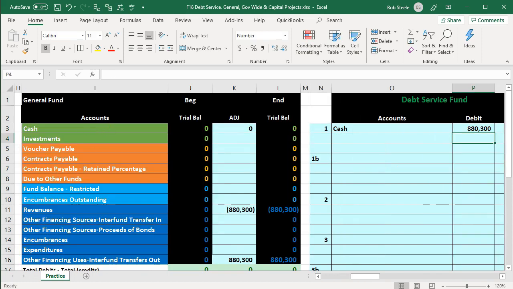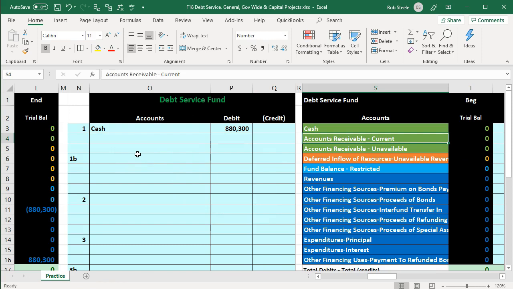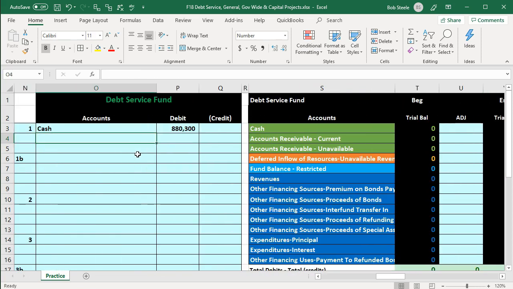And then the other side is going to go to a transfer in. So we're going to say that's going to be other financing source. So this is going to be equal to other financing sources. It's going to be an interfund transfer in. And that's going to be the credit side then. So there we have it. There's our cash and the other financing source, the transfer in.